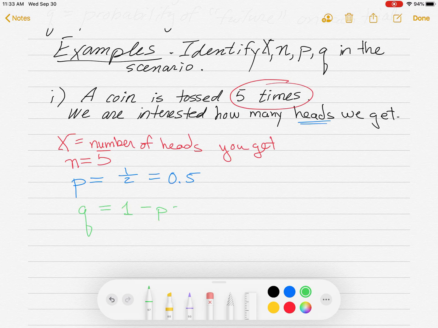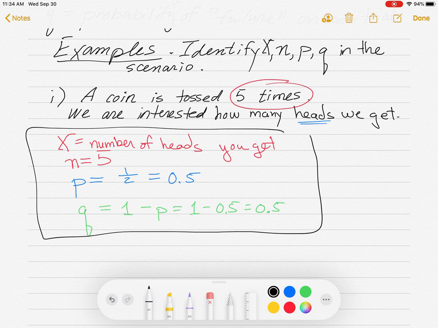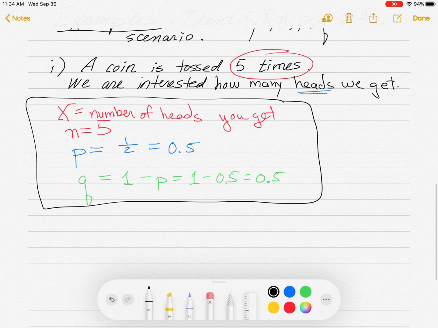So you call that 0.5. And if you wanted to find Q, probability of failure, you always take 1 minus P to get that. 1 minus 0.5. That's going to be 0.5 as well, right? Well, that makes sense. I mean, if you have a 50% chance of success, you have a 50% chance of failure for heads. Okay, so that's everything right there. X is the number of heads you get. Number of trials is 5. Probability of success is 0.5. Probability of failure is 0.5.